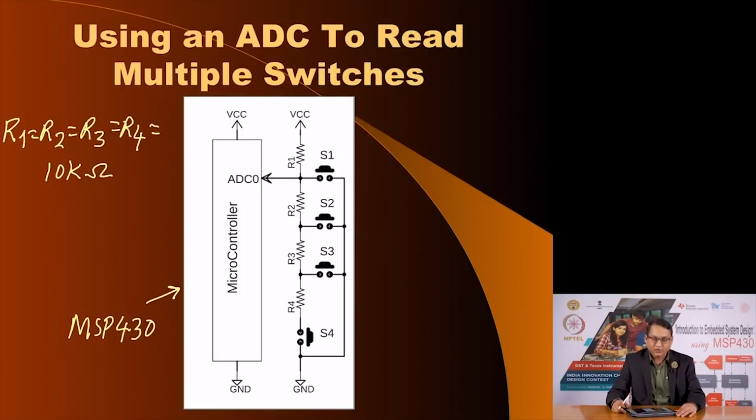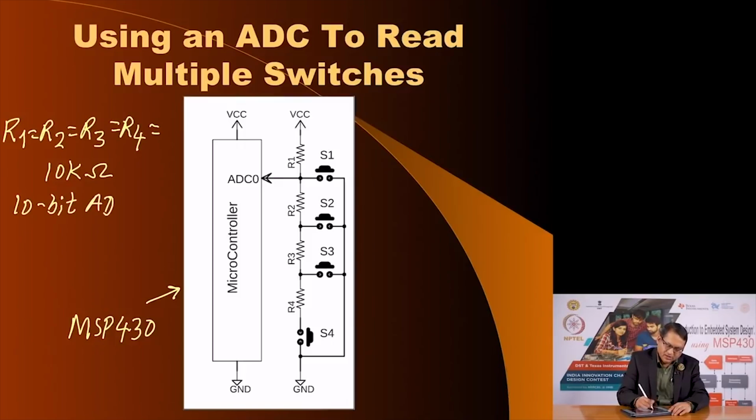Now, how is the system going to work? You are going to write a subroutine where you are going to continuously sample the ADC value. Now, when no switch is pressed, what will be the ADC voltage? Because of the pull up resistor, it will read almost VCC, which means the ADC will have a maximum count. If it is a 10-bit ADC, which MSP 430 has, then you can expect that the count on the ADC will be about 1023 or near about that value, or 1024.